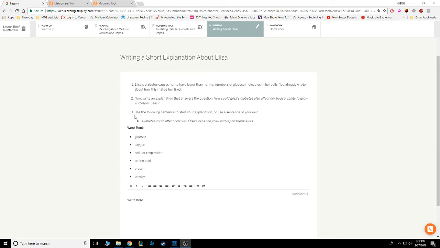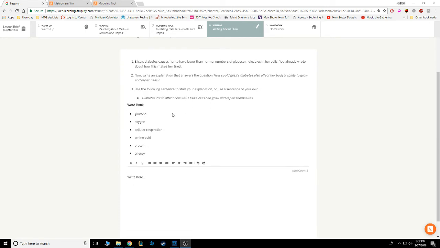Okay, with that in mind, let's go ahead and use the sentence starter they put here. Diabetes could affect how well Elisa's cells can grow and repair themselves. So, I'm going to go ahead and copy that, and I'll paste it here to get started. Diabetes could affect how well Elisa's cells can grow and repair themselves because. And then I'll start writing about why that affects that. I'll go ahead and give you a brief overview verbally, but you have to write your own explanation. So copying my explanation word for word won't give you the full points.